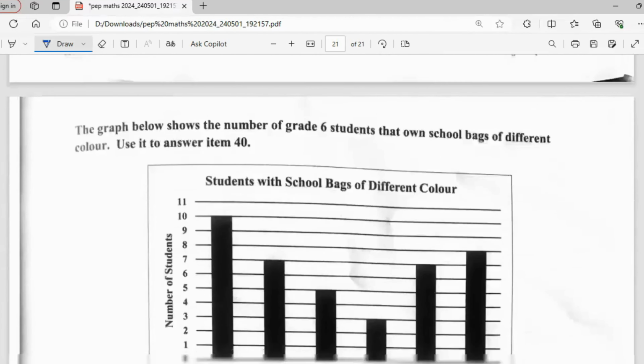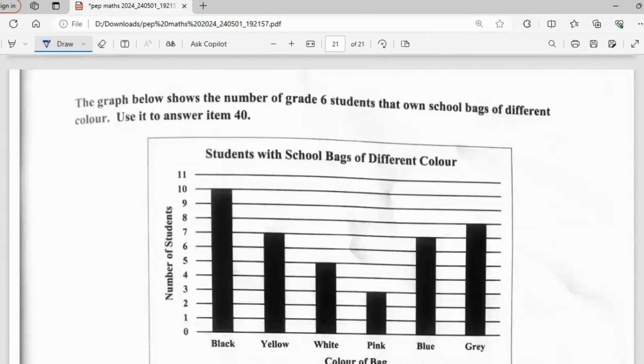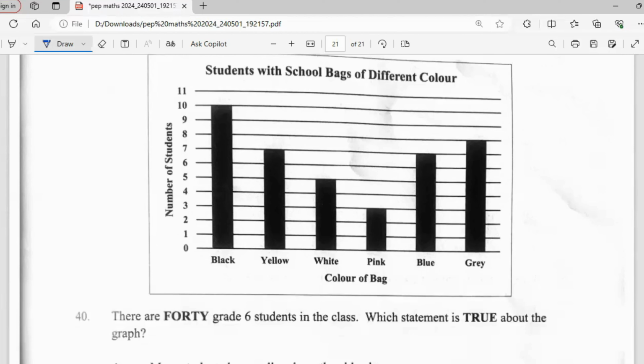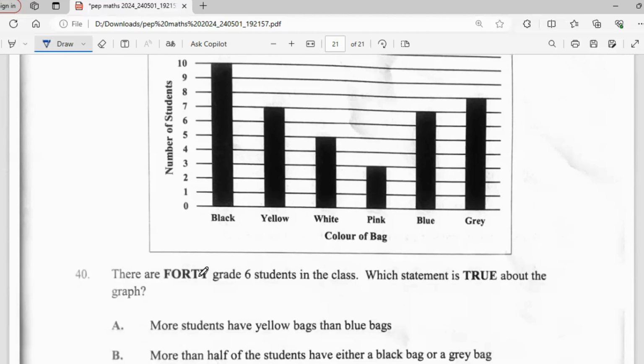The final question. The graph below shows the number of grade 6 students that own school bags of different colors. Use it to answer item 40. This is also a repeated question. There are 40 students in grade 6. Which statement is true about the graph? More students have yellow bags than blue bags. That's not correct. They have the same number.